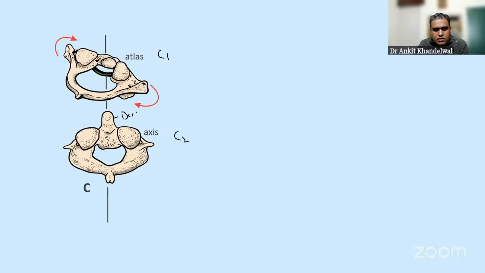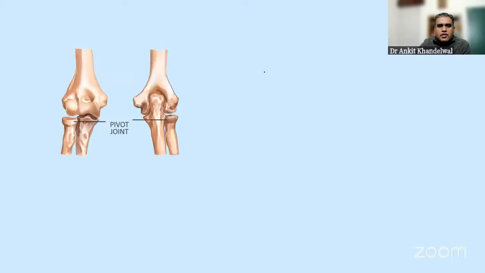So this part of the axis which is protruding above is known as dens or odontoid process. What happens? It fits over here, and with the help of it, we can move like this. Which movement? Rotation movement, pivot movement, pivot joint. Okay. And the pivot, supination, pronation, again rotation.